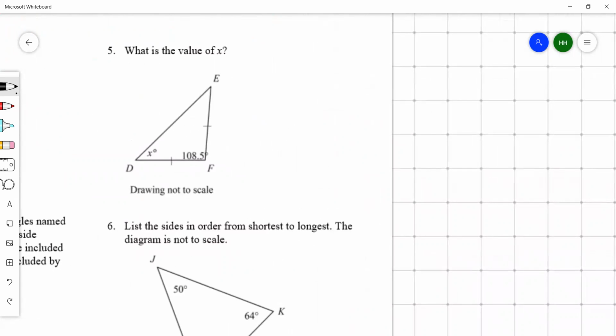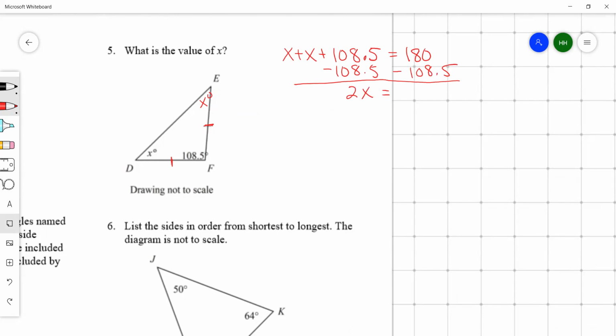All right, number 5 is still back to this isosceles triangle concept. If DF is congruent to EF, then angle D is congruent to angle E. So these are both x degrees. So you got x plus x plus 108.5 equal to 180. So if you subtract your 108.5 from each side, don't forget to combine your x's. You're going to get 2x equals 180 minus 108.5, which is 71.5. Divide both sides by 2, and 35.75 is your value of x.